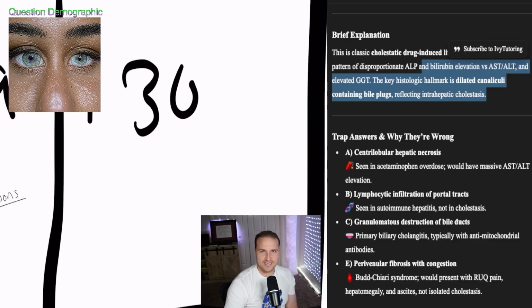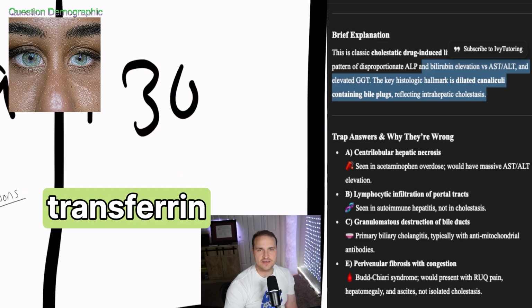Hepatocellular ballooning and degeneration would be steatohepatitis from alcoholic or non-alcoholic fatty liver disease, and that's associated with macrovesicular steatosis. That's over time, not acute. Iron deposition in hepatocytes and Kupffer cells would be hereditary hemochromatosis. Iron deposition for sure, and there you'd have elevated ferritin and transferrin saturation.